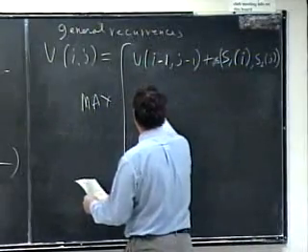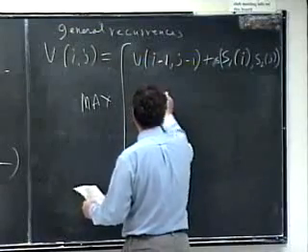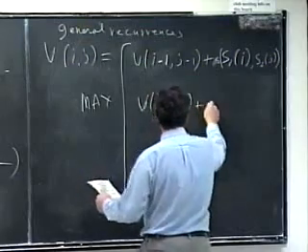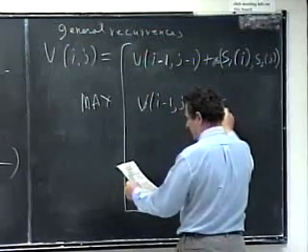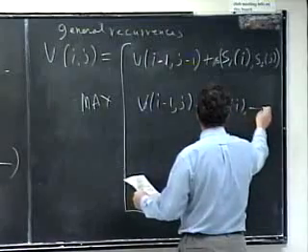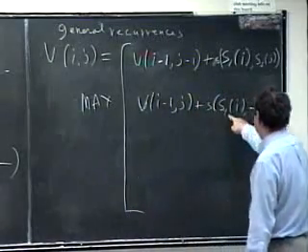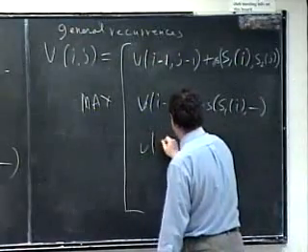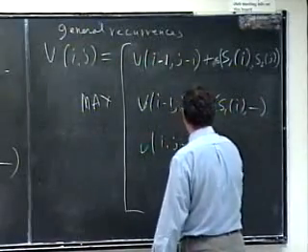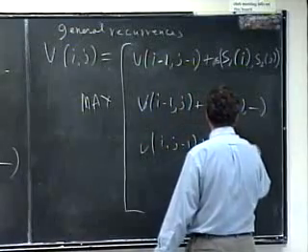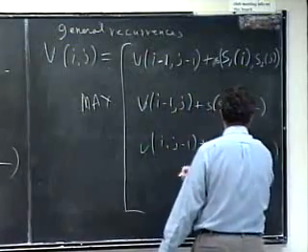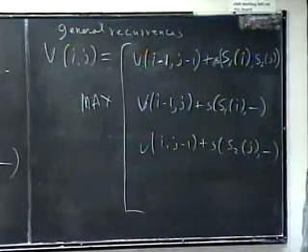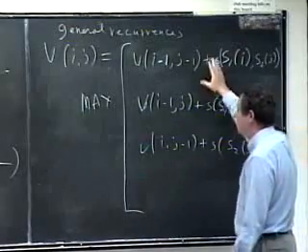Or we have V(i-1, j) plus S1I with a space. That is the ith character of S1 opposite a space. Or we have V(i, j-1) plus S2J opposite a space. So these are the three possibilities.